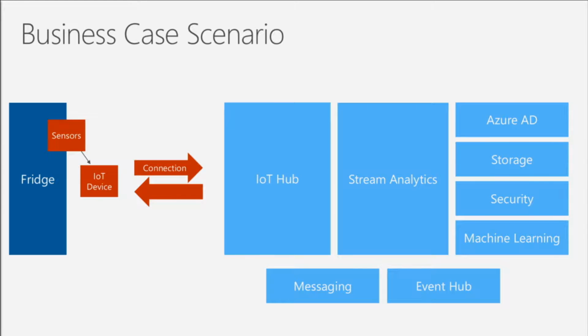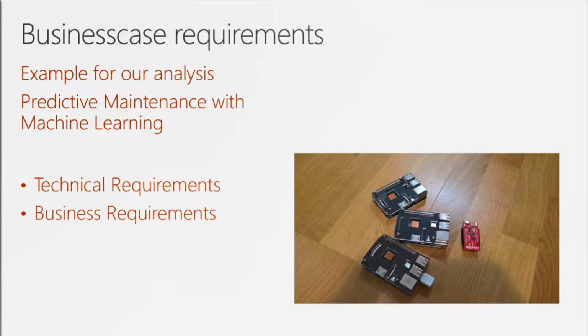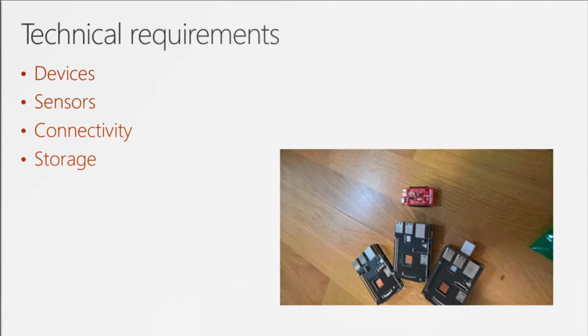what can we do? First of all, the scenarios: you have a fridge and it's somewhere in the nowhere. You have a fridge maybe in the desert, and it has to connect with you. So, first of all, there are some examples for my analysis. First, we make a predictive maintenance with machine learning on this. And we did find out that we have some technical requirements and some business requirements. The technical requirements are which device we use, which sensors are there, which connectivity we need, and what kind of storage is necessary there.